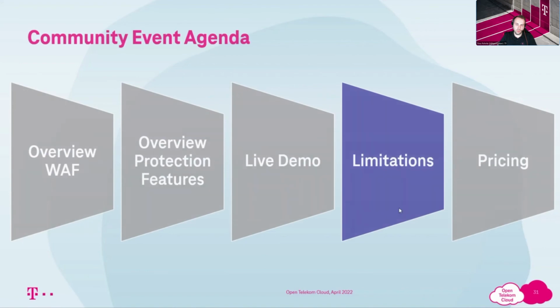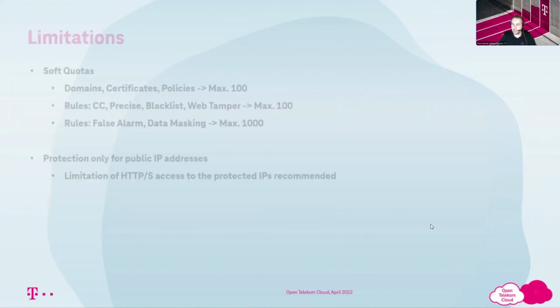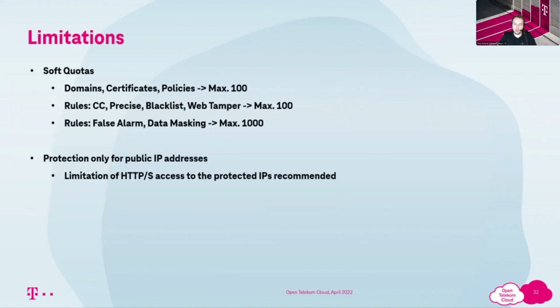Then we will come to the last 2 points, the limitations we have with the WAF. First of all, the not so important one, let's say: we have soft quotas for domains and certificates. You can only create up to 100 domains and up to 100 rules. I guess that is nothing you will come across, because in real life you need 1 policy per domain and 1 certificate per domain. Therefore, 100 domains is really a high number which you should not reach in reality.